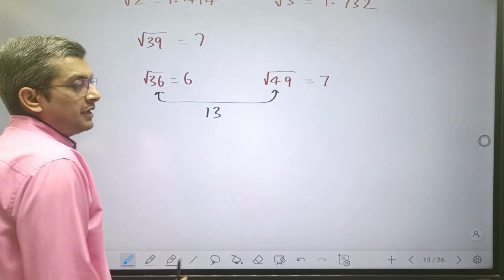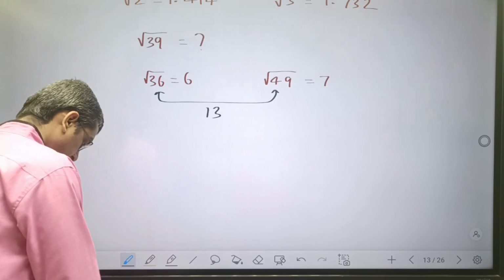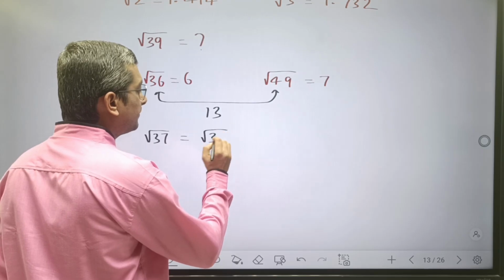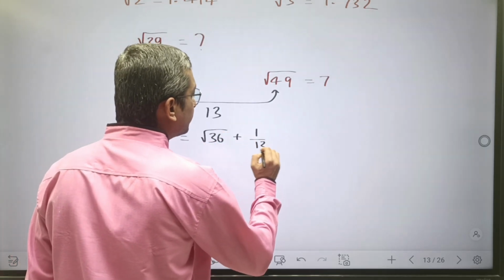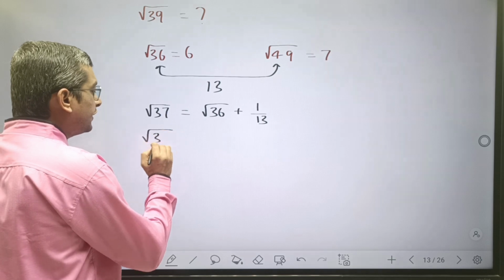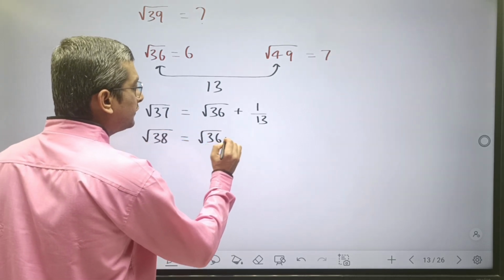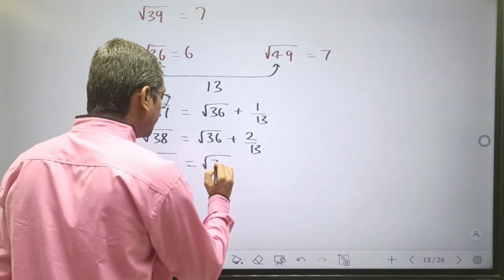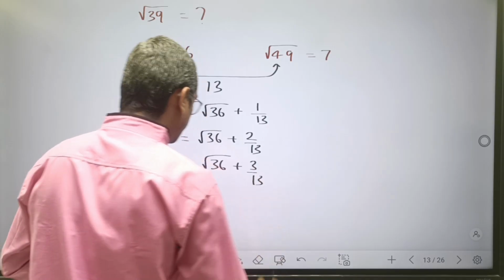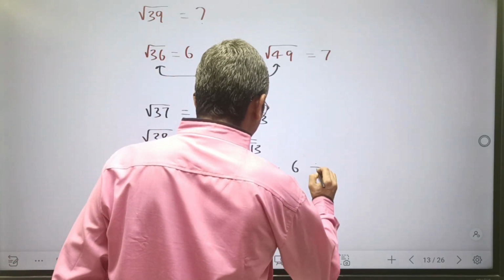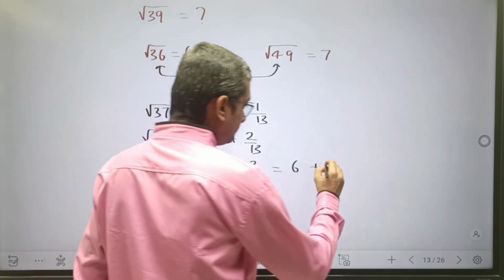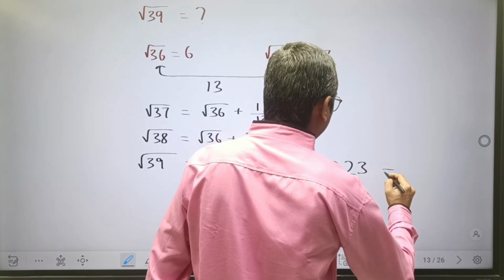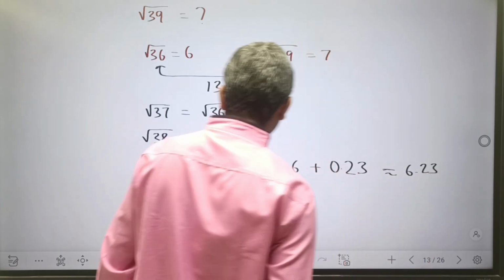So what happens if you wish to find root 37? This can be root 36 plus 1 by 13. If you wish to find root 38, then this will be root 36 plus 2 by 13. If you wish to find root 39, then this will be root 36 plus 3 by 13. So this is how you get the value. This is 6 plus 3 by 13, which is 0.23. So approximately you will get 6.23.